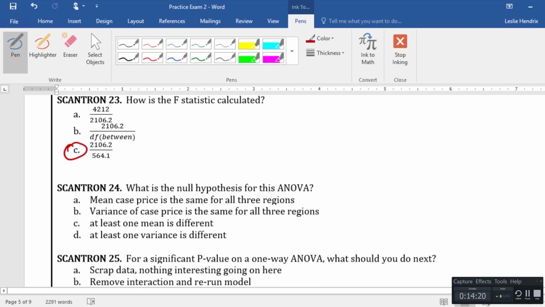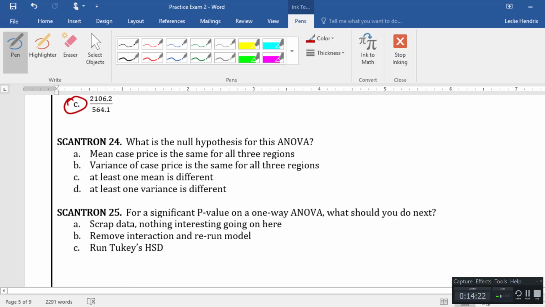All right, what's the null hypothesis for this ANOVA? Well, remember the null hypothesis in ANOVA is that all the means are equal. So A is going to be the answer. And the alternative hypothesis is that at least one is different. So be able to recognize either one of those.